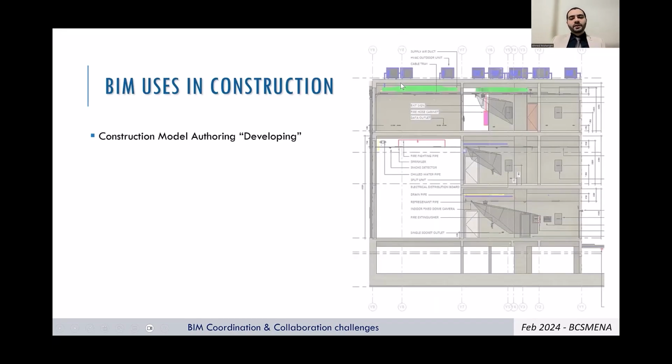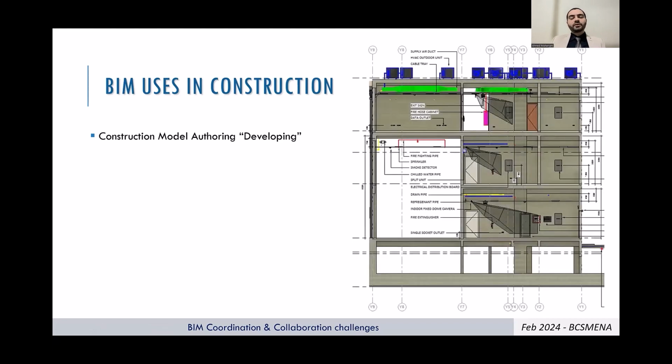For BIM uses, there are a lot of BIM uses, but let's concentrate on the most important and most practical ones. Starting with construction model authoring, or developing from the design models to the construction models. Or we can say developing from LOD 300 to LOD 400, which is according to the AIA BIM Forum standards. Many people use it in their BIM documents as a reference, and others use the LOIN.